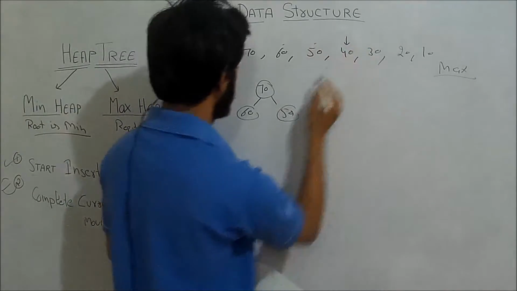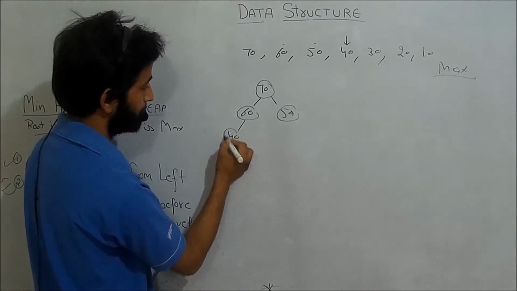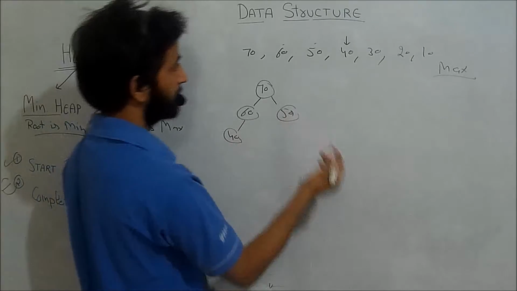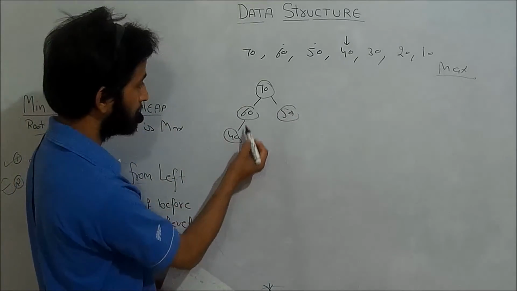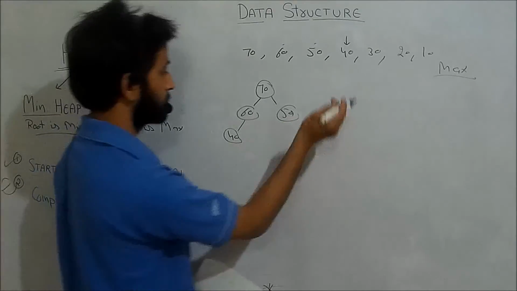After that we have 40. So 40 will be inserted to the left of 60. I will check for the property of max heap. So the root element, which is 60, is maximum, then it is okay for that.